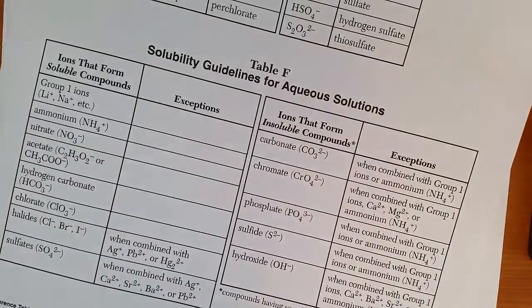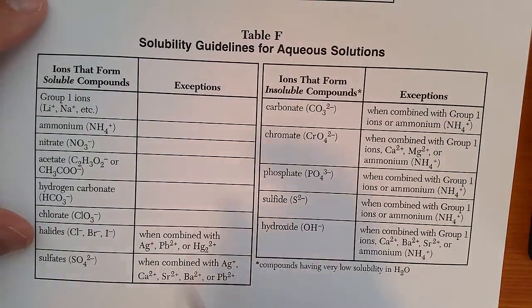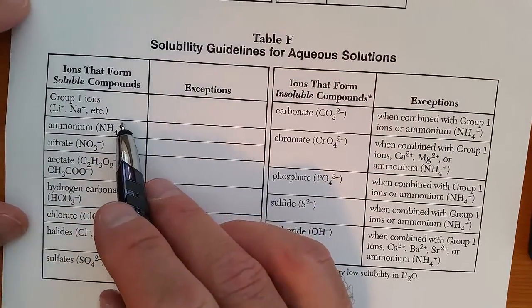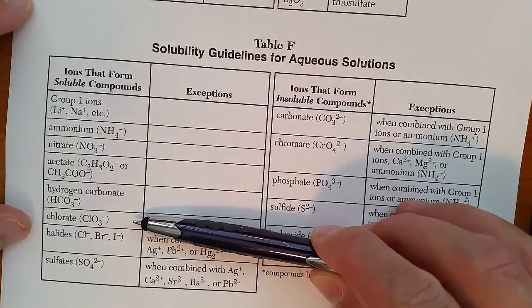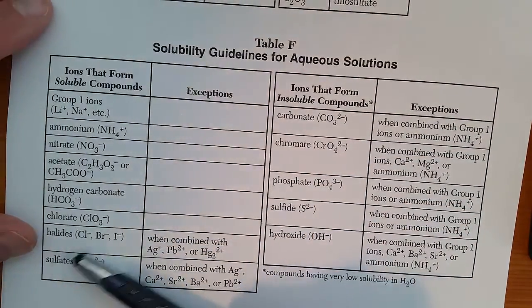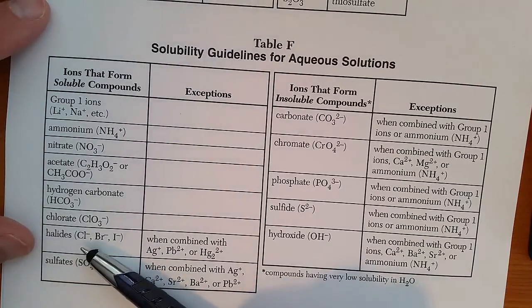Finally. Oh, and two more things. One, solubility guidelines. All right, when you need to decide if something is going to be soluble, we go to table F. Anything with a group 1 ion in the compound is always going to be soluble, with no exception. So these are always soluble with no exceptions. Halides, so like if we have hydrogen chloride, because chlorine is a halide, it will always be soluble.